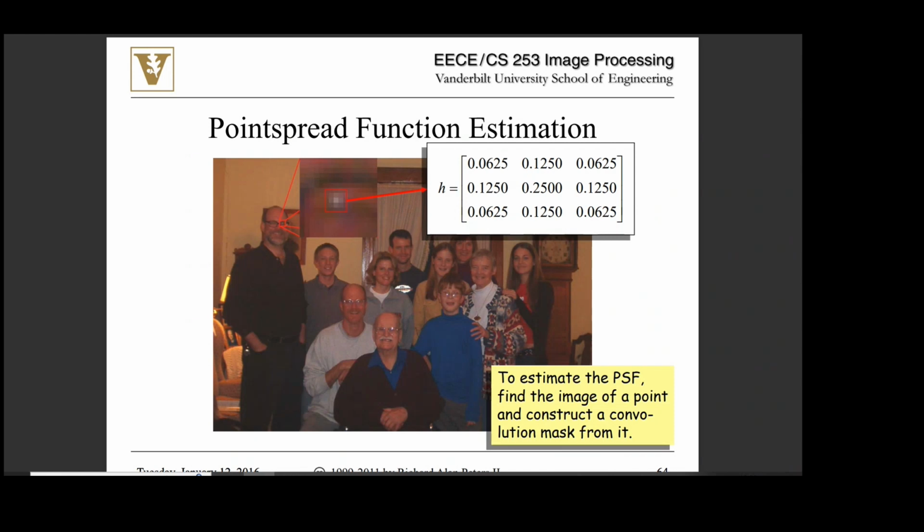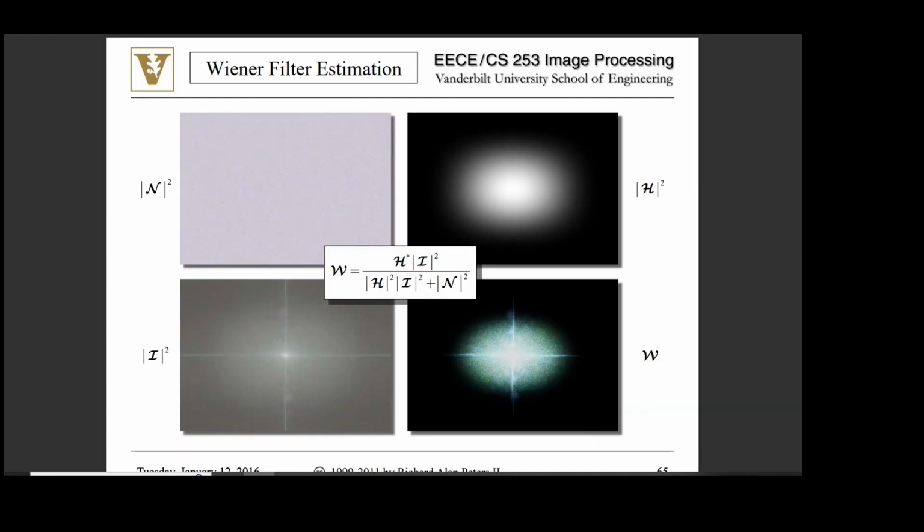If you look at these bright points here, this one there, this is just a delta, and this delta has been convolved with the kernel. So I can take those values around, and that should be the kernel. Now I know the kernel, and I know the power spectrum of the noise. I also need the power spectrum of the ideal image. That I don't have, but I can use the observed image as a substitute.